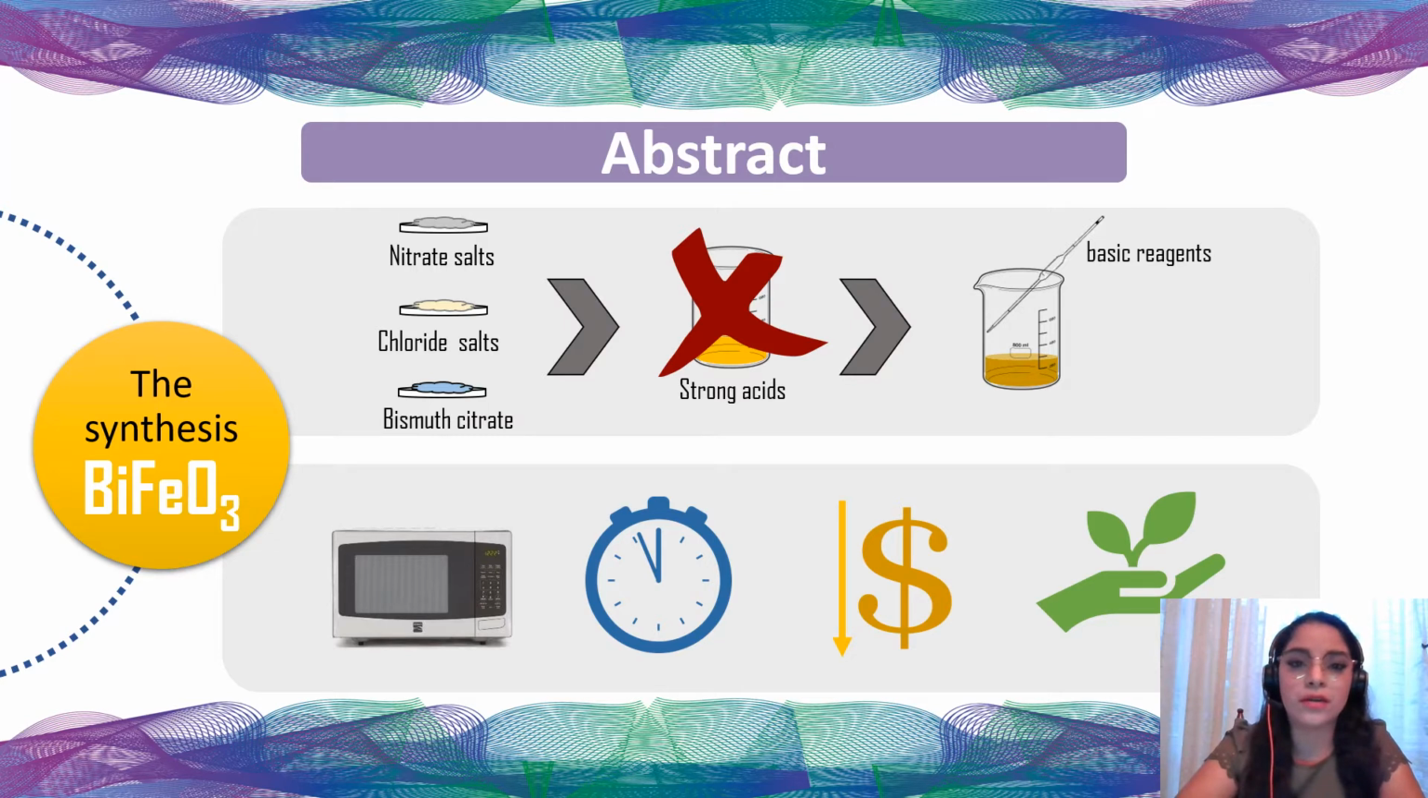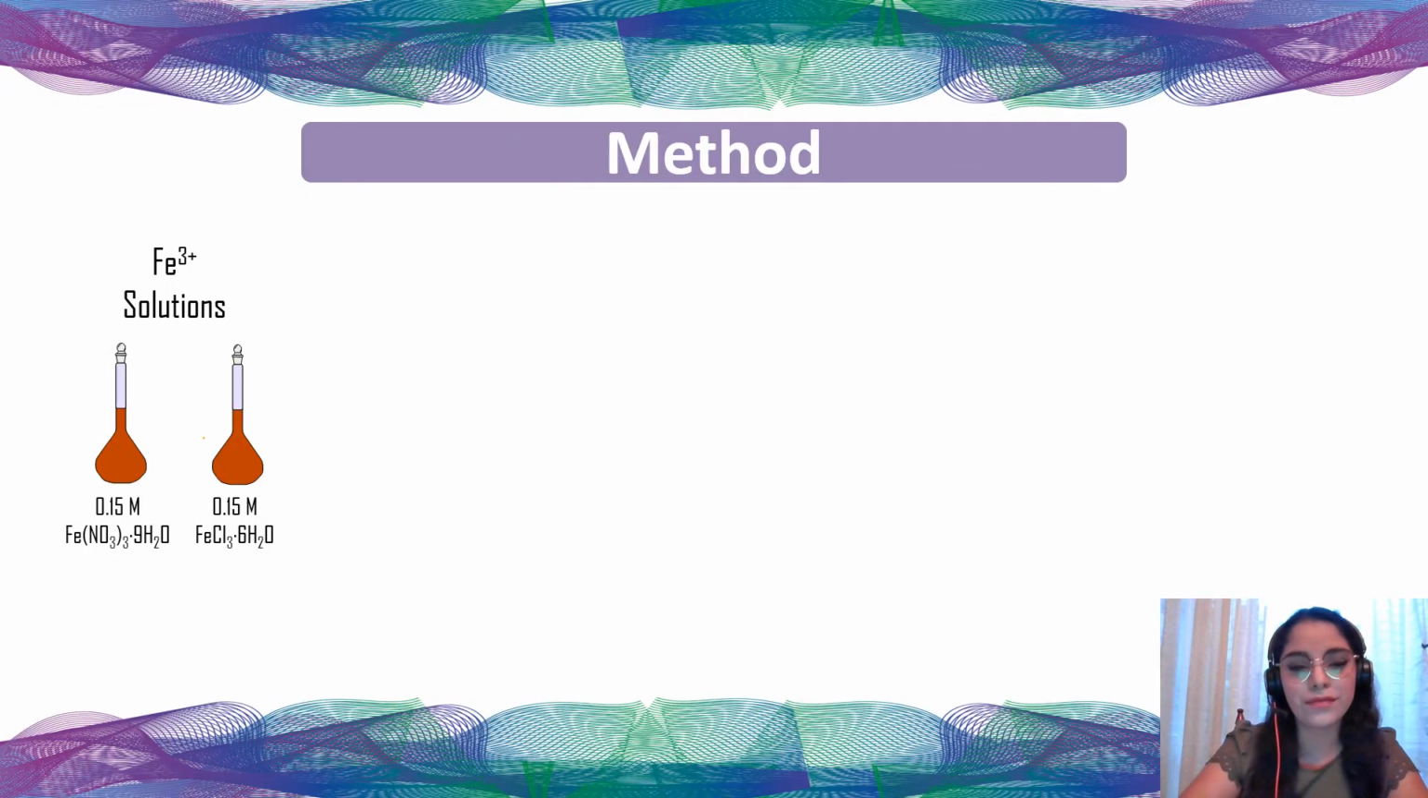The experimental results showed the absence of bismuth citrate using eco-friendly conditions of synthesis, and the degradation in particular signs when ammonia is used. This material could have enhanced performance in energy and photocatalytic applications. Now I will explain the method that I used.